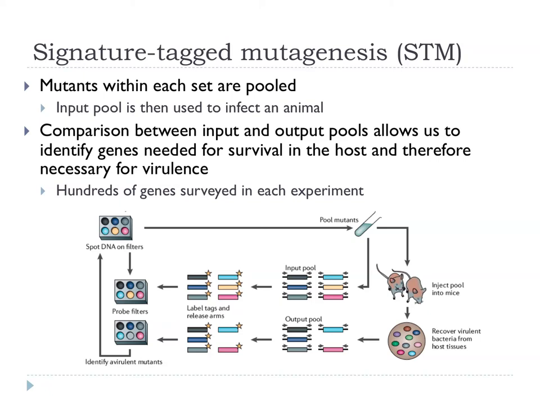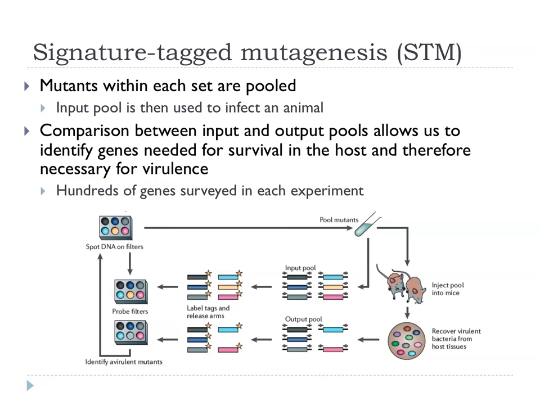And you can then propagate out. Let's say this was initially done in Salmonella. So you propagate out the Salmonella cells from the liver, and you can then look to see what has survived in your pool. So you start off and spot out DNA from each of your mutants. So here we've got 6 in this pool. But normally you'd have, say, 96. You get pooled, put into the mice. You take the input pool, and you can hybridize your input pool to your filters here, and all of them should have been represented, because that's what you started with. We then recover the bacteria that survived in the mouse, and that represents your output pool.